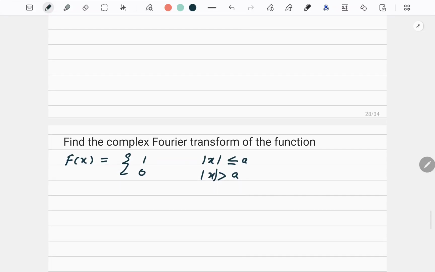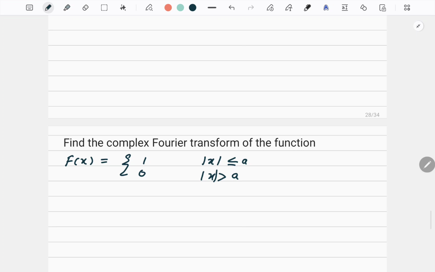Now my first question is, find the complex Fourier transform of this function. Before starting with this, I will explain what the meaning of mod x is. This mod x can take two values. One is minus x and one is x. Minus x is taken when x is less than 0, and x is taken when x is greater than 0.